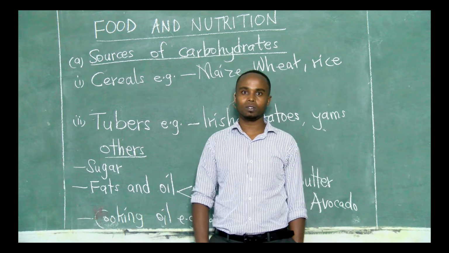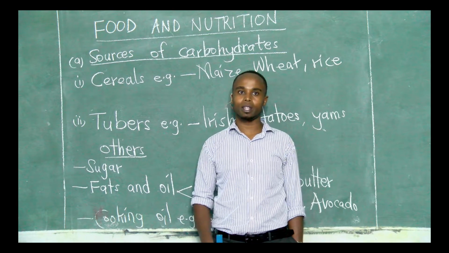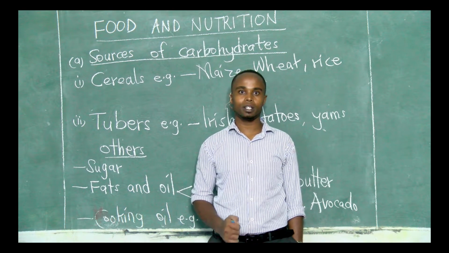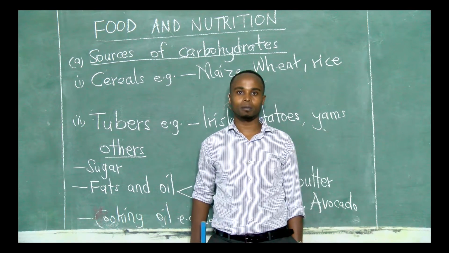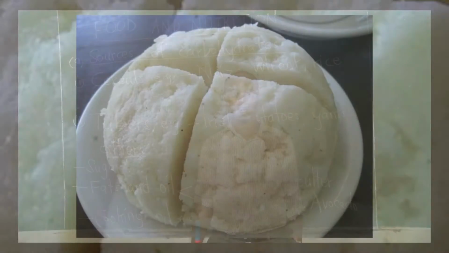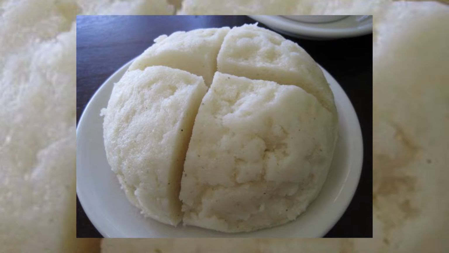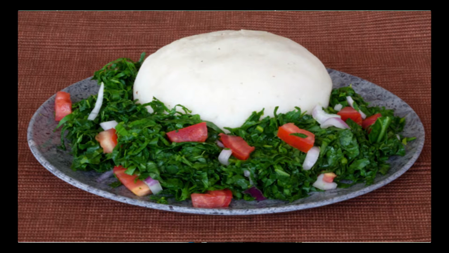But now mostly we don't eat them the way they are. For example, maize, we get some products from maize. Some of the products of maize are things like, yes, we have ugali. Yes, that is a good example. We have ugali, like the one on your screen.